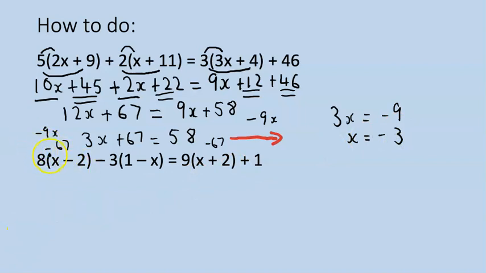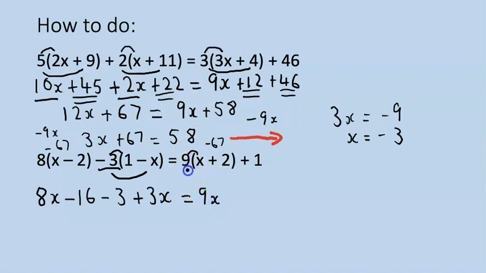For this one down below, exactly the same process. I expand the brackets first. 8x, 8 times minus 2 is minus 16. Then minus 3 times 1, and be careful with the minus 3. Minus 3 times 1 is minus 3. And minus 3 times minus x is plus 3x. That equals 9 times x is 9x. 9 times 2 is 18. Plus 1. Collect up your x's on the left hand side. 11x. Minus 16, minus 3. That's minus 19.